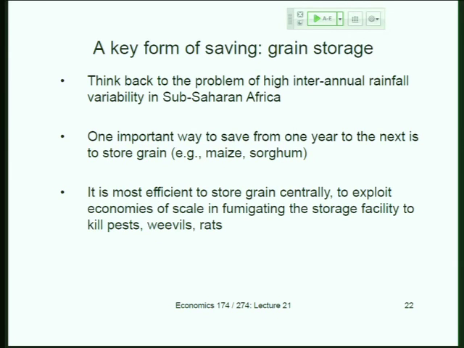Yeah. There could be a problem with theft. Now, of course, there could be theft in my own home, but a big grain store filled with valuable food may be a much juicier target for robbers, especially if it's a famine year. There may be a lot of people who want to get their hands on that grain.